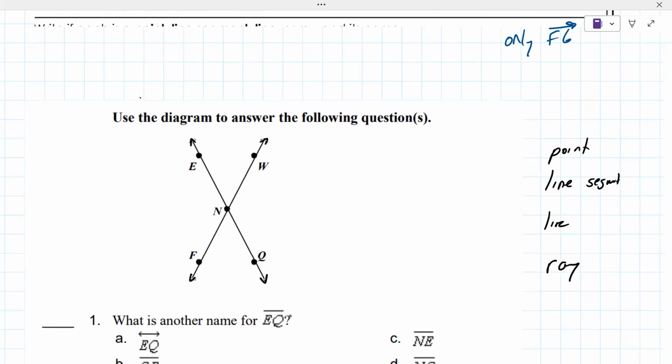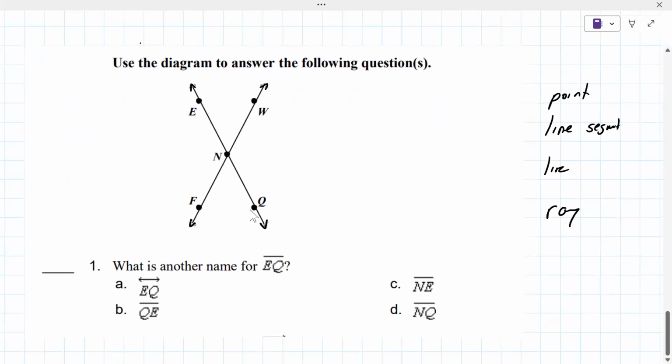Oh, well, which line is on top? That's a line segment, right? That is a line segment. So it goes from E to Q. So what's another way to label it?